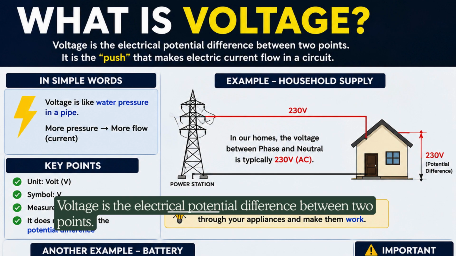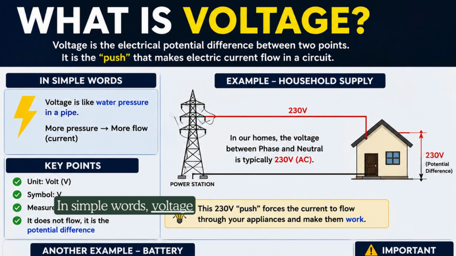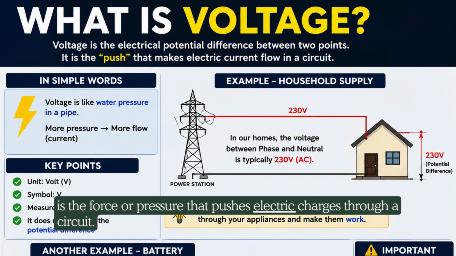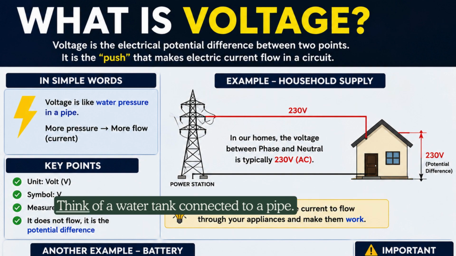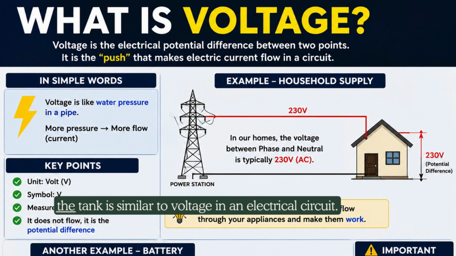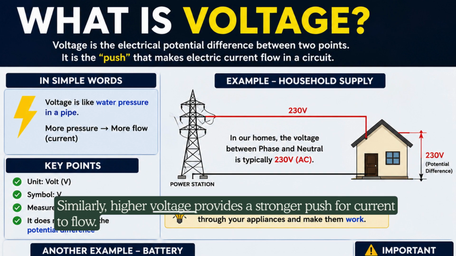Let's start with voltage. Voltage is the electrical potential difference between 2 points. In simple words, voltage is the force or pressure that pushes electric charges through a circuit. Think of a water tank connected to a pipe. The water pressure inside the tank is similar to voltage in an electrical circuit. Higher pressure means water can flow more easily. Similarly, higher voltage provides a stronger push for current to flow.